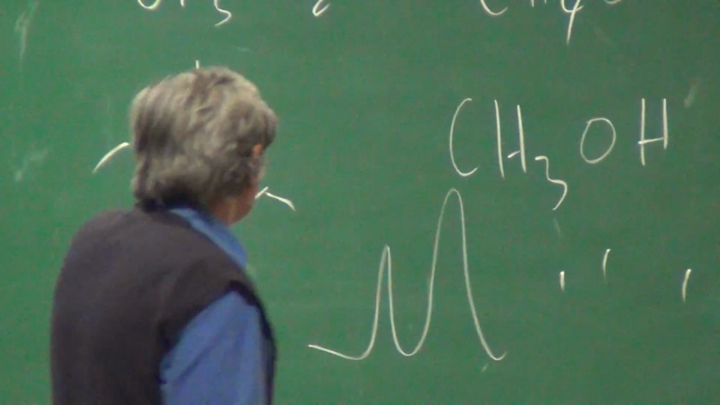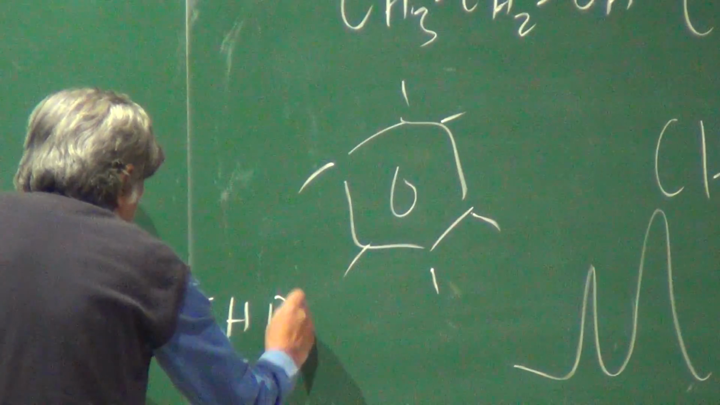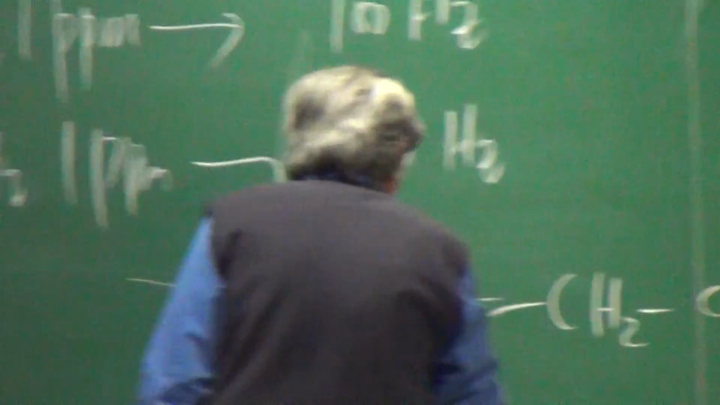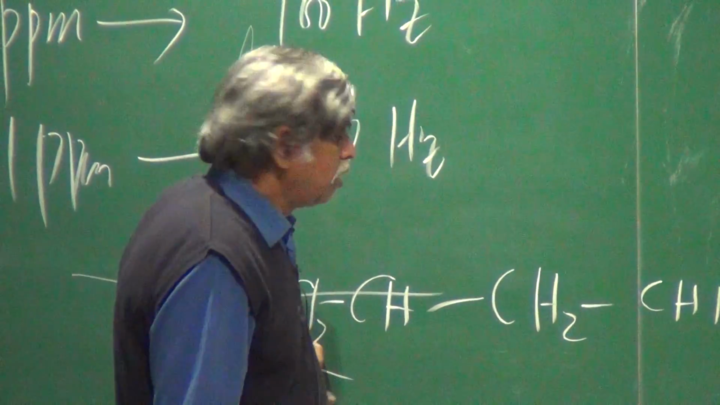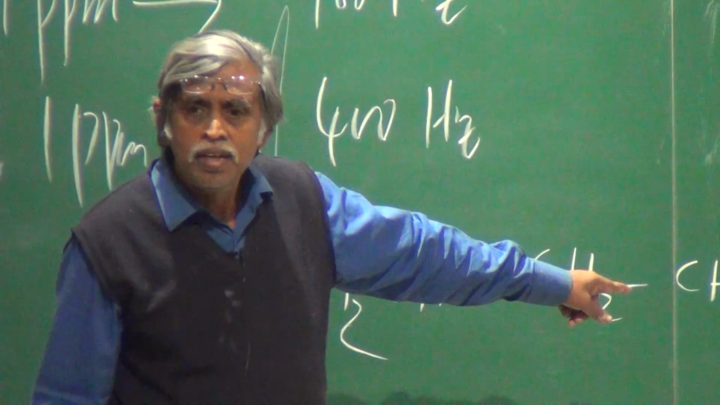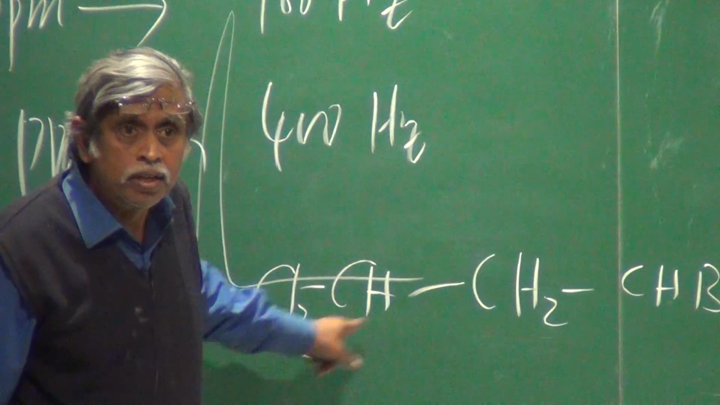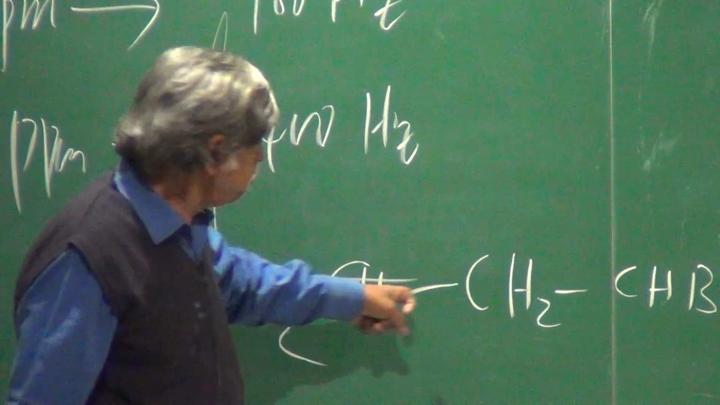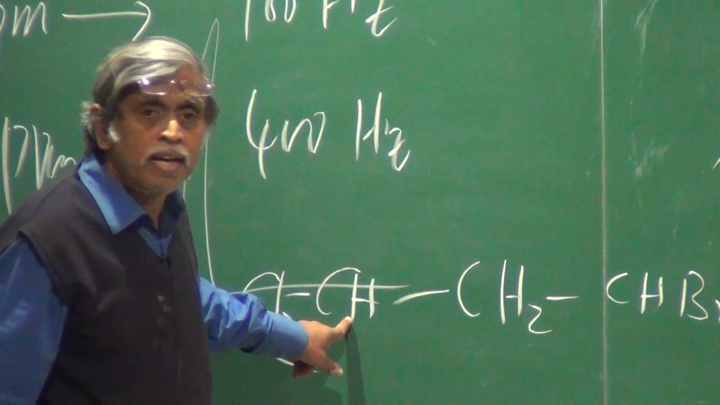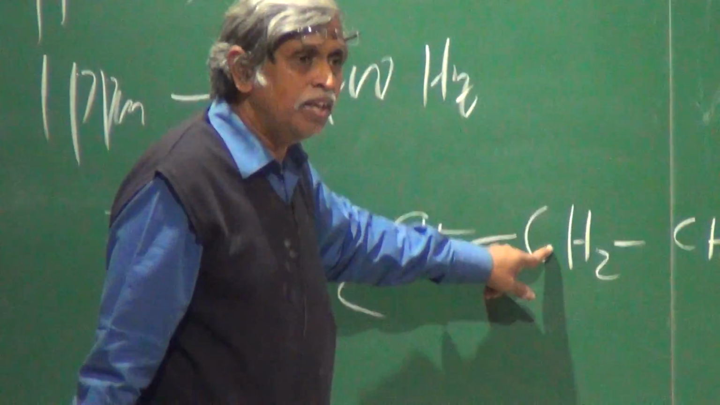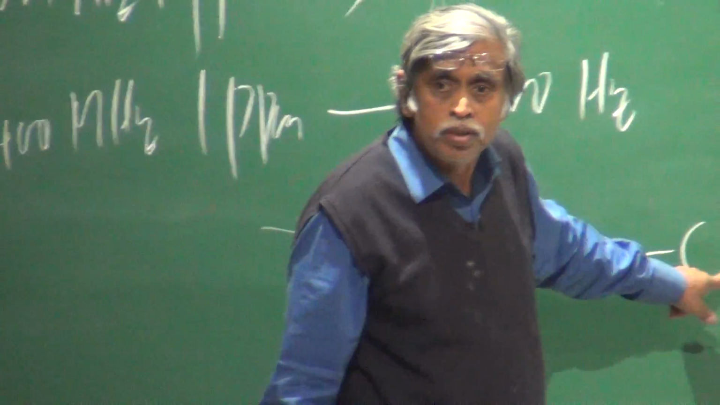What do you mean by non-equivalent protons? Supposing I had, let us say, something like this. How many peaks will I get? 3, because this is not the same as this anymore. This has a chlorine, that has a bromine. Therefore, one type, the second type, the third type. So I should get 3 peaks. How many peaks will this guy get split into? 3. How many peaks will this guy split into? 3.